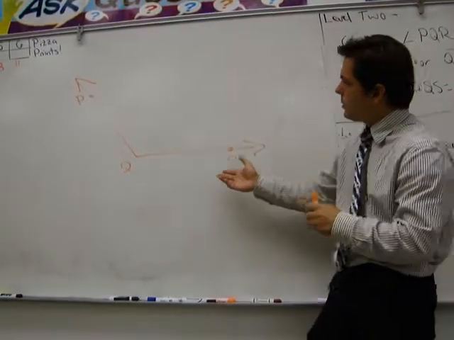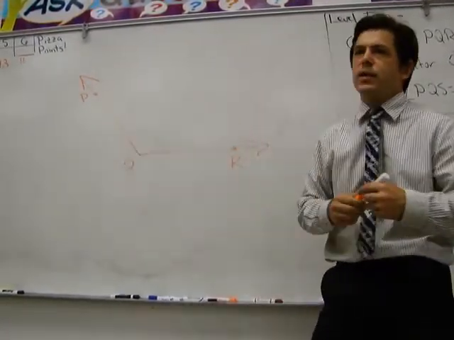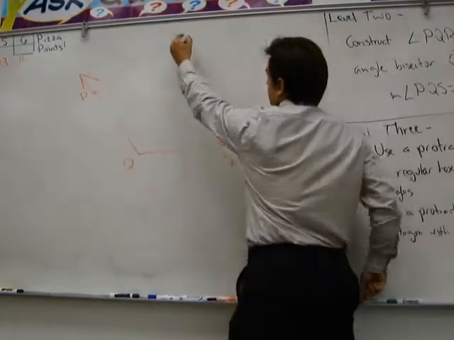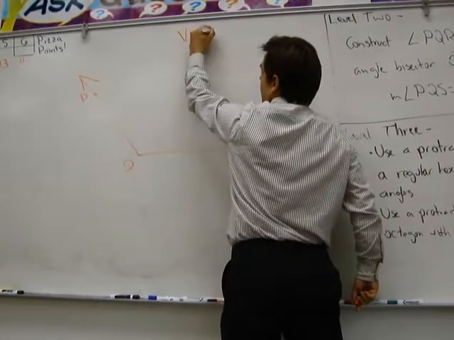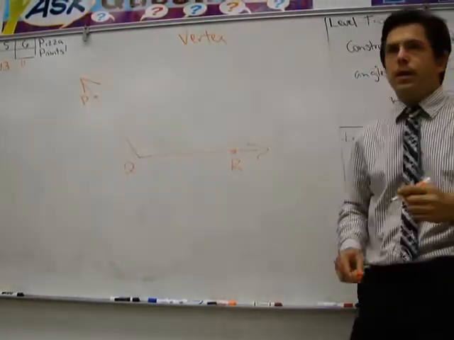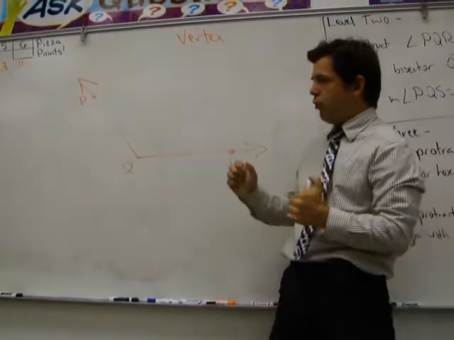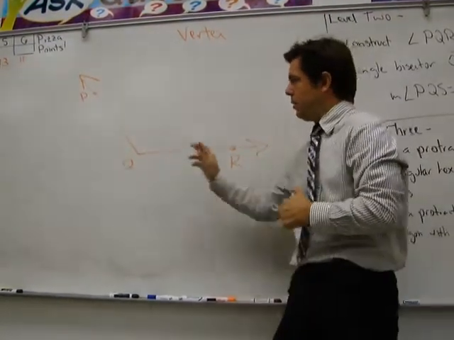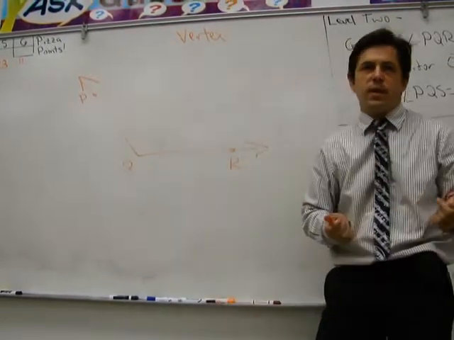Alright, so everybody look at this angle. You're going to see a series of questions on a level 1. The first question is going to say to name the vertex. The vertex is the point where the two sides of the angle meet. So can anyone tell me what they think the vertex is?